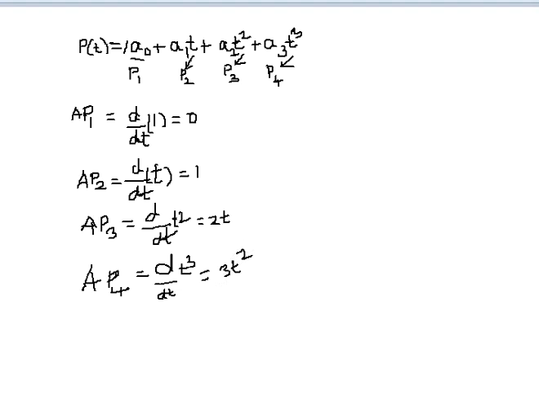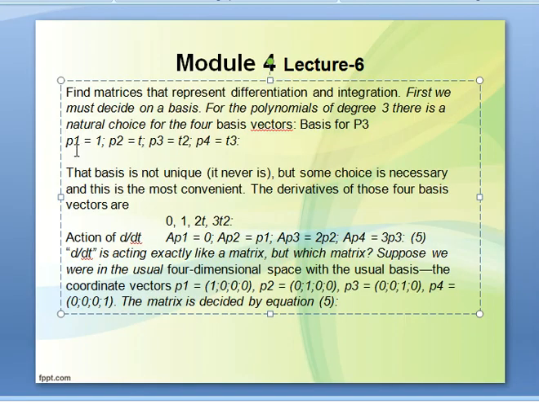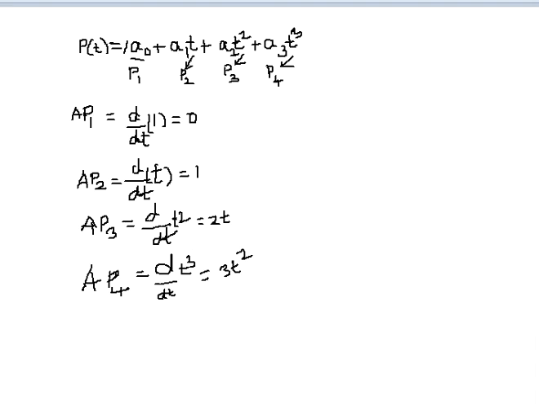So the values are as here. A p1 is 0, when we differentiate, we get 0, 1, 2t, 3t square. A p2 is 1, but we know the value of p1 is 1, so A p2 is equal to p1. Then A p3 is nothing but 2t.